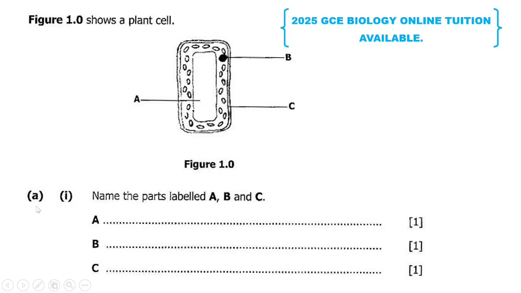Then question A, Roman numeral 1, says name the parts labeled A, B, and C. So this part A, which is the central part of the cell with the space here, is known as the vacuole. Then B, this part here, is known as the nucleus. Then C, this layer here, is known as the cell membrane.